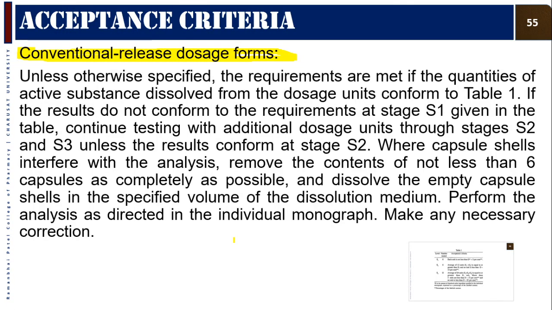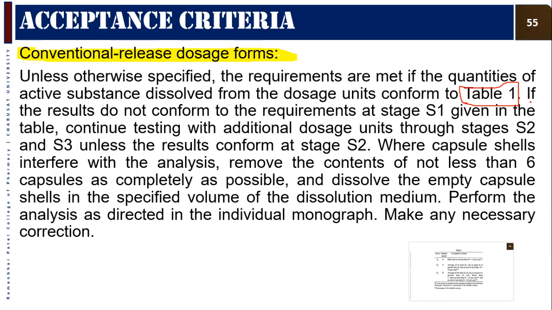Now suppose we have performed that part, and based on that we have calculated the percentage drug dissolved. So what are the criteria as per the Indian Pharmacopoeia to pass this dissolution test or label it as a fail? Let's first discuss the first category in acceptance criteria, that is for the conventional release dosage form, where the release is not modified with the help of some polymer or any other means. As stated here, unless otherwise stated in an individual monograph, the requirements are met if the quantities of active substance dissolved from the dosage unit conform to Table 1. We will see shortly what criteria are given in Table 1 of the Indian Pharmacopoeia.